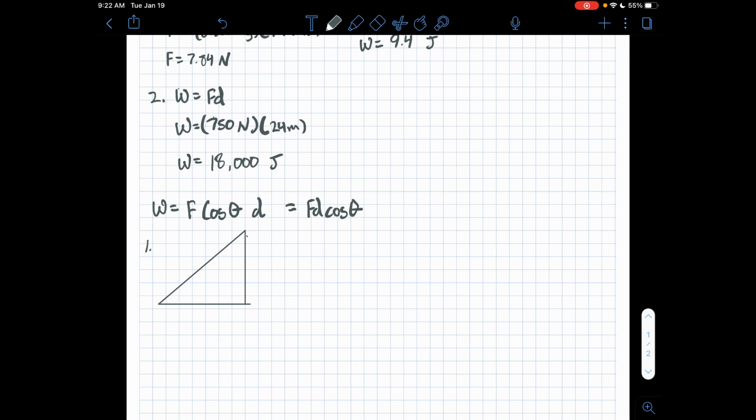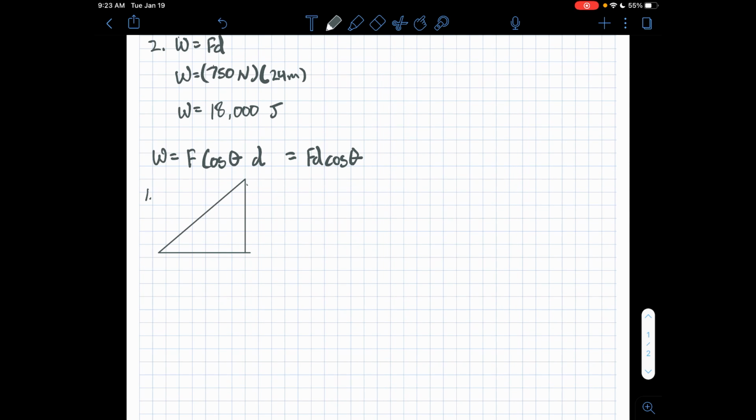Number 1. All right, so a man is pulling a box and exerting a force of 250 newtons, a distance of 3 meters, using the rope. The angle at which he pulls is 50 degrees to the horizontal. How much work is done?